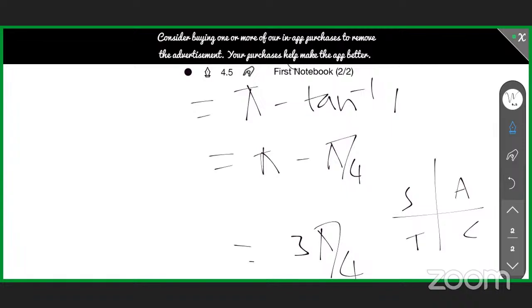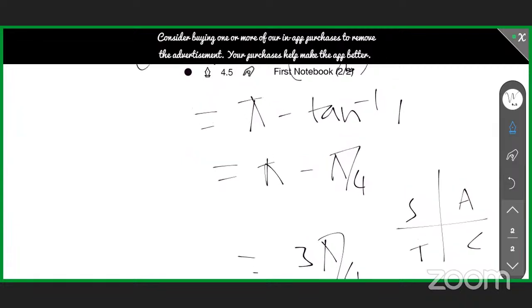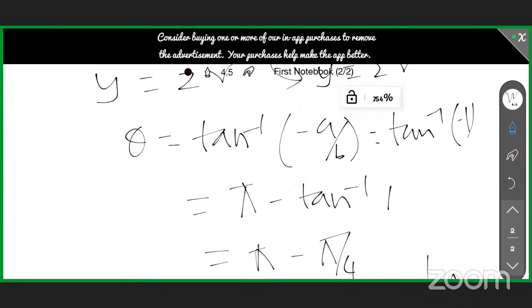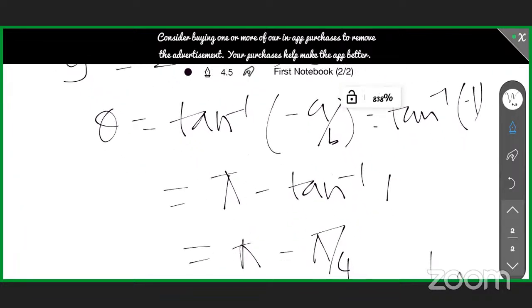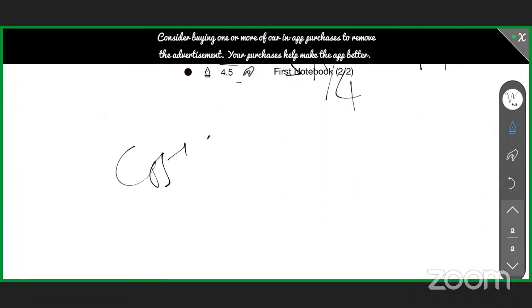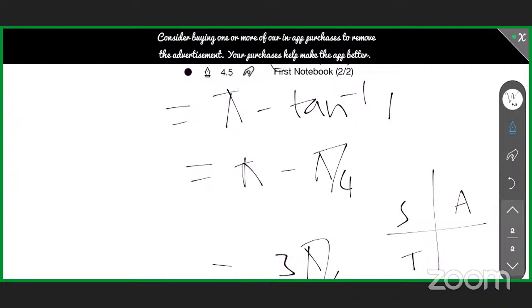Pi by 4 is correct, but since the angle is negative, correct? Yes or no? Hello? Yes, sir. See, minus 1 I am getting. Only in cos it is no problem. If cos inverse of minus 1 is coming, no problem, because we know cos inverse of minus theta is equal to pi minus cos inverse of theta. So did you understand? Yes, sir.